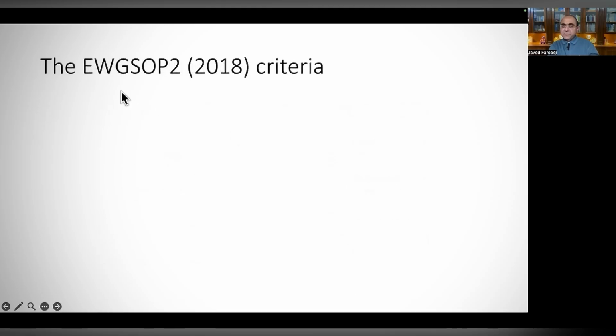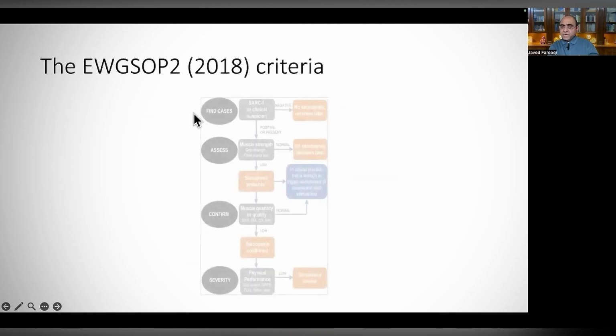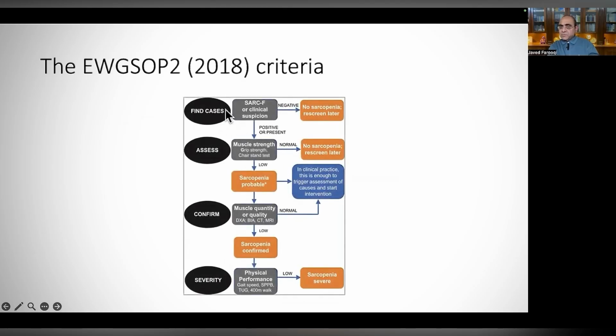Then there is another criteria, the EWGSOP2 criteria. You find the cases and apply this, and if it is negative, there is no sarcopenia, rescreen later. If sarcopenia is found, you assess how much is the muscle strength, and when sarcopenia is probable, you confirm it by this, and then when it is confirmed, you assess the severity. Both these criteria are available online, and you can go through these two and understand how to apply these in your practice, or especially in research scenarios.